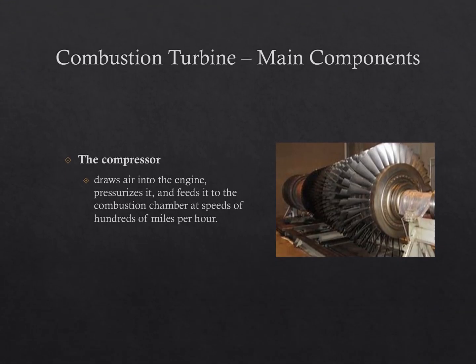So the very first one is your compressor. What it does is draw the air into the engine, and then we pressurize it, meaning we compress the air. We don't want to lose air. You want to compact it first, and then you feed it to the combustion chamber, where we are heating it by using fuel of some type. And this is just telling you how fast that pressurizing speed is. It's like hundreds of miles per hour going on in that compression chamber.